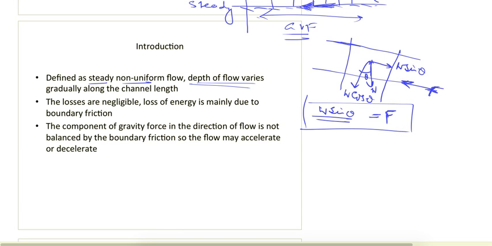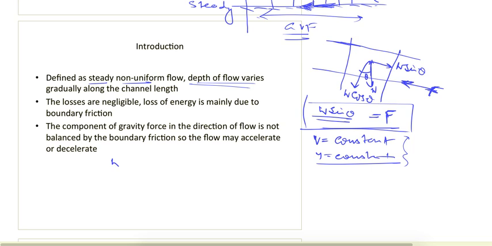So what happens if they are equal? There is no net force to accelerate or decelerate the flow, which is why the velocity is constant, and so the depth is also constant. So we get the uniform flow condition. If we leave any flow in an open channel for a long duration, it will try to attain uniform flow conditions. But as we create some disturbance, this balance of forces will be disturbed.